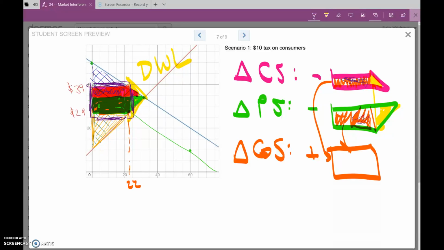This portion of producer surplus that was lost was actually not totally lost. It was just transferred to the government. That's the bottom part of the government surplus rectangle. However, these two triangles on the end of producer and consumer surplus, those were not transferred anywhere. So we still have a deadweight loss from this tax. Okay. So that was a tax on consumers.